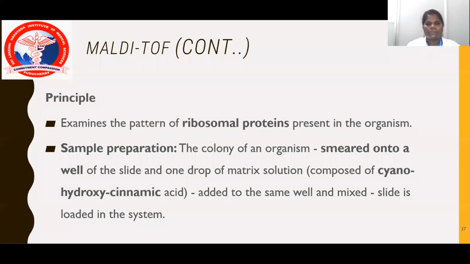Coming to the principle, it is based on ribosomal protein identification. The Multitof identifies the ribosomal protein, which is unique for each and every isolate. For example, if it is Staphylococcus aureus, the ribosomal protein will be unique for Staphylococcus aureus alone. That ribosomal protein will not be present in Staphylococcus saprophyticus or Streptococcus, anything else. It is unique for Staphylococcus aureus. So based on the ribosomal protein, we are detecting the organism on the monitor.